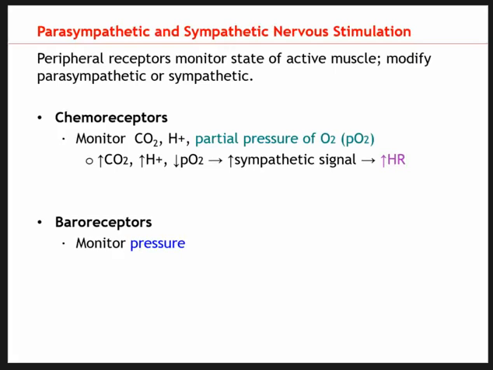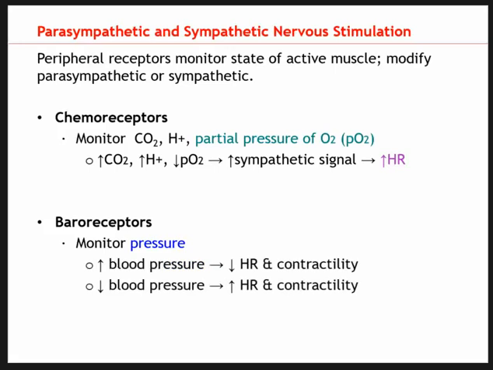Baroreceptors, which were not shown on that picture, are also receptors we have throughout our body, especially in our heart, and they detect pressure. Baroreceptors monitor pressure. If we have an increase in blood pressure, our body detects that and decreases our heart rate and contractility to try to lower that pressure. And vice versa, if we have a decreased blood pressure, we have an increased heart rate and contractility to bring that pressure back up to normal.